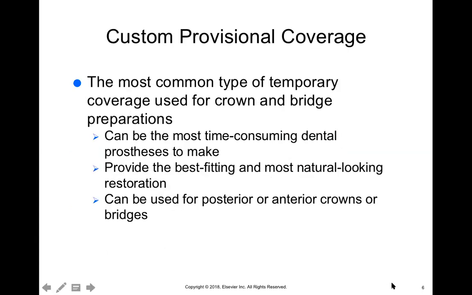Okay, so for a custom provisional crown, this is the most common type that you would use because it looks better. It looks more like the patient's natural tooth structure. It's more designed to how their tooth looked before you ever shaved it down. So if you are going to create a custom provisional, it's very important that you take an impression of the patient's teeth before the doctor shaves it down, because that is going to be the impression that you use to create this provisional. Once the doctor shaves that tooth down, you can no longer create a custom provisional.